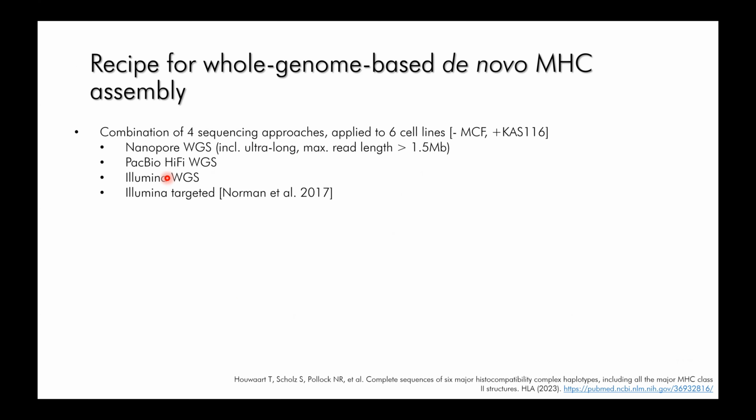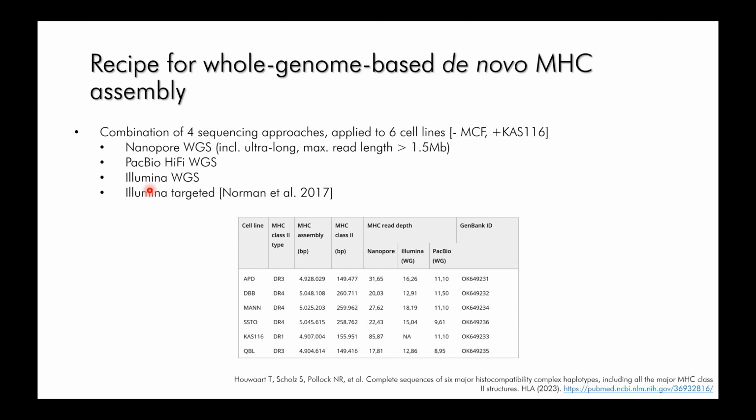The way to think about these different sequencing technologies is that the nanopore ultra-long whole genome sequencing gives you the correct structure. Then the PacBio HiFi also helps with resolving the assembly and also helps with the base pair accuracy. The Illumina whole genome sequencing then is for the polishing, and the Illumina targeted sequencing data can then also further add to the polish. That little table here gives you an idea of the data that we generated. So for most cell lines, we generated on the order of 20 to 30x nanopore whole genome sequencing coverage, on the order of 15 to 20x Illumina coverage, and approximately 10x PacBio sequencing coverage.